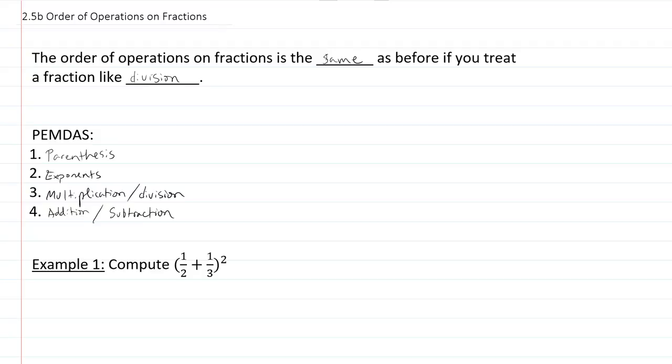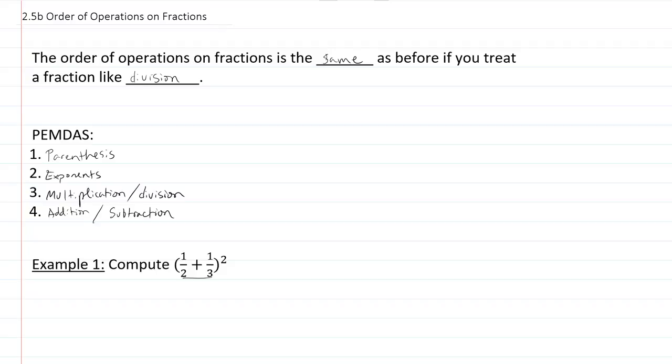So let's go through a couple of examples of computing with fractions in which we have to use the order of operations. Example 1, compute 1/2 plus 1/3, the quantity squared. Looking at PEMDAS, we have to do what's in the parentheses first. So we have to do the 1/2 plus 1/3 first before we square things.